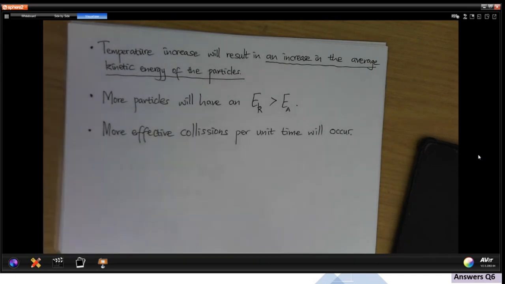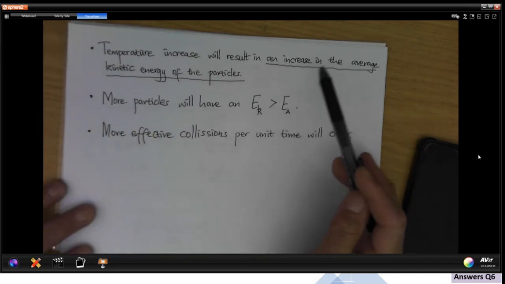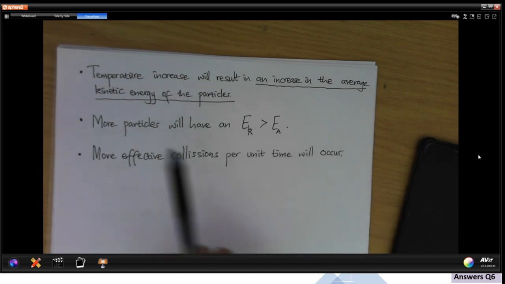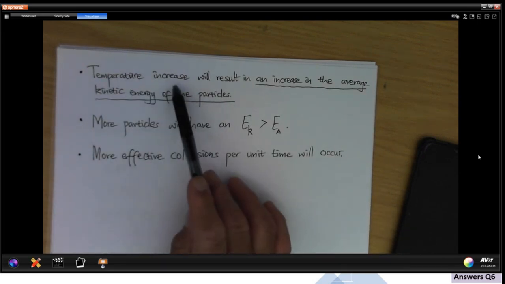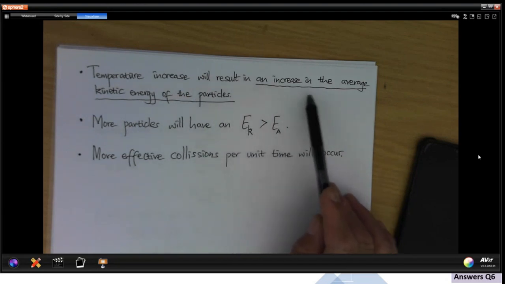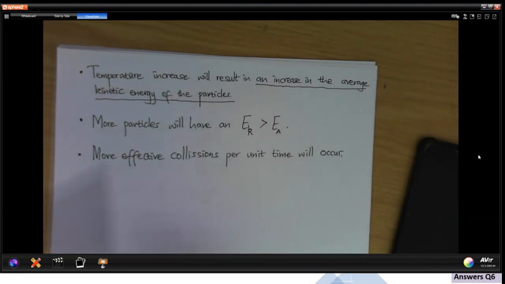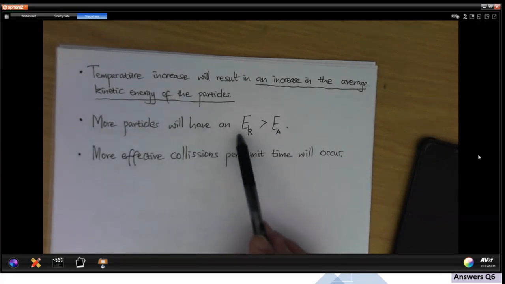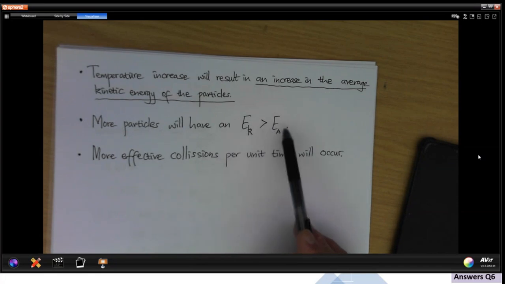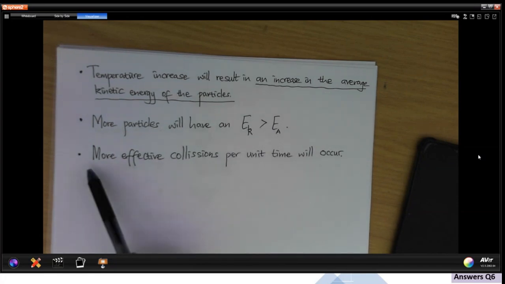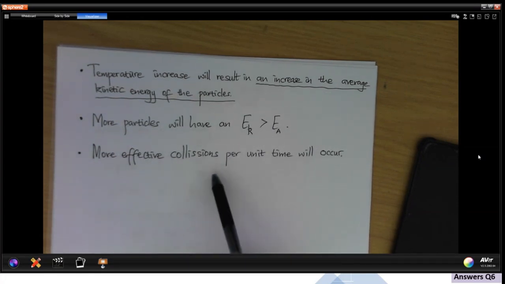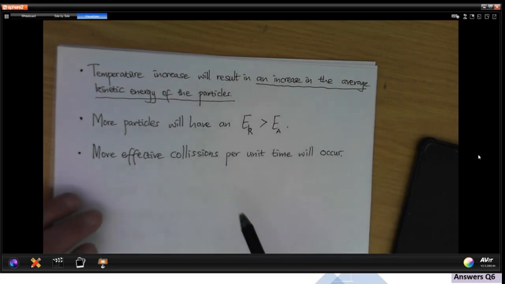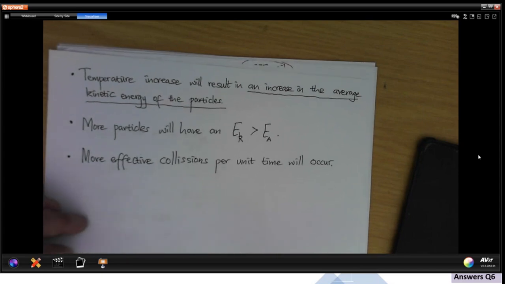Then the collision theory. How can we explain an increase in temperature? Well, temperature increase will result in an increase in the average kinetic energy of the particles. Hence, more particles will have an EK that is greater than an activation energy. As a result, more effective collisions will occur per unit time, right? These are important points in connection with the collision theory.